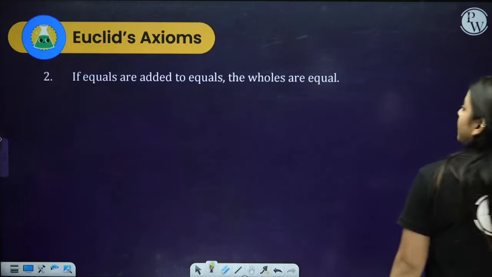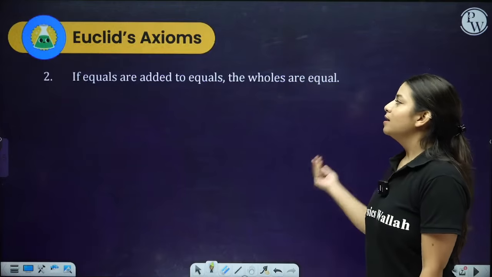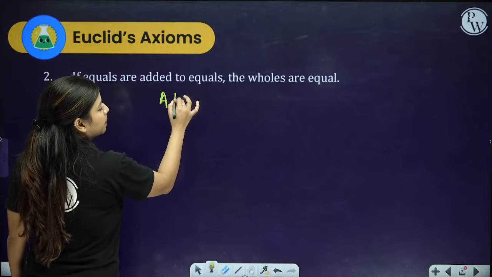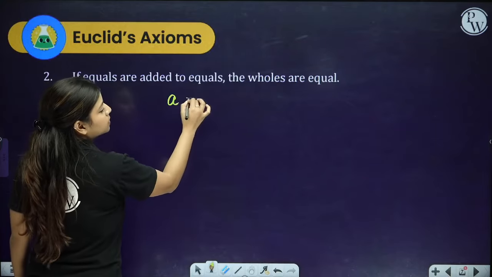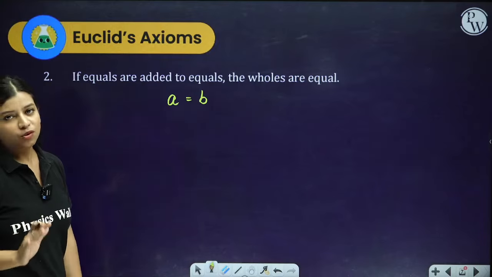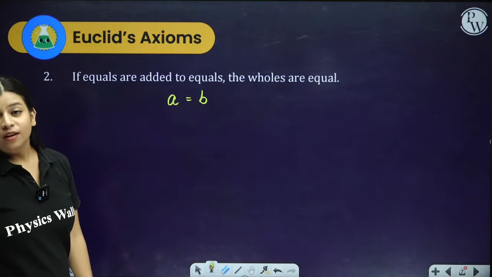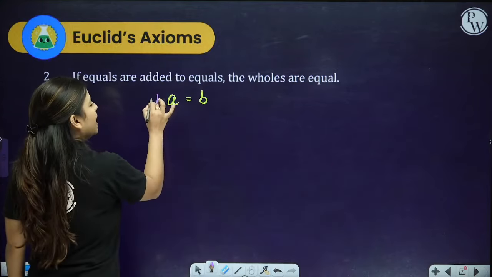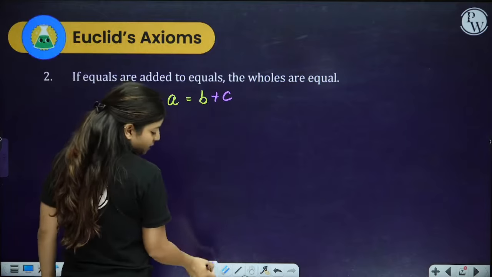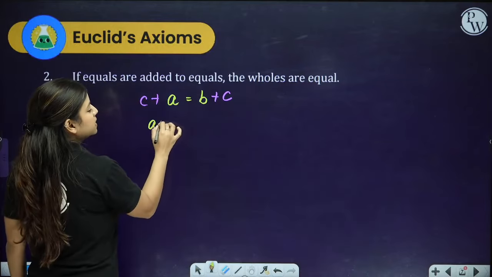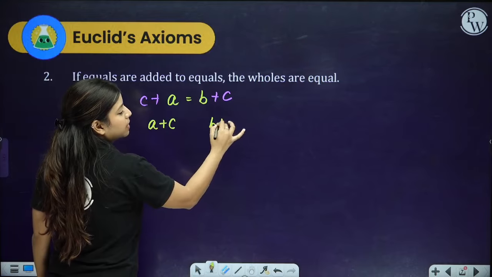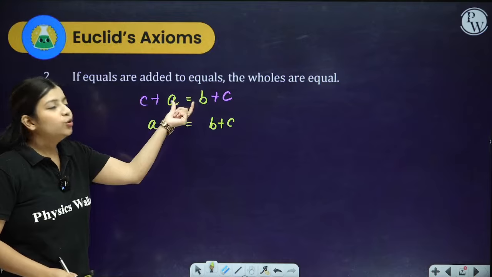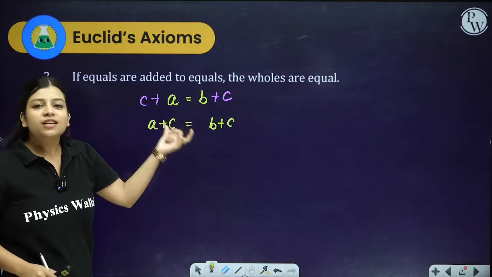The next is: if equals are added to equals, the wholes are equal. For example, let's say A is equal to B, both of them are equal, right? If I add C to both sides of the equation, it becomes A plus C and B plus C. So simply, if equals are added to things that are already equal, the result is also equal.